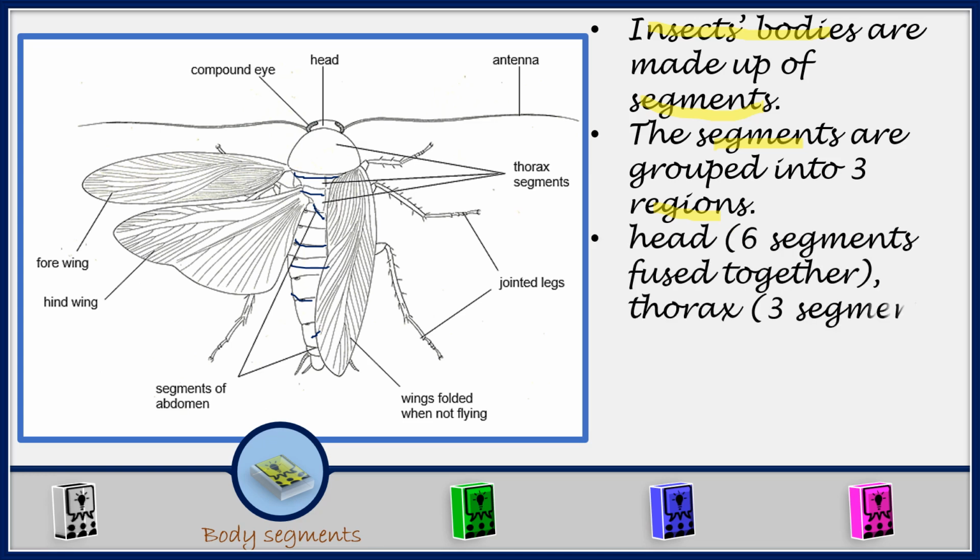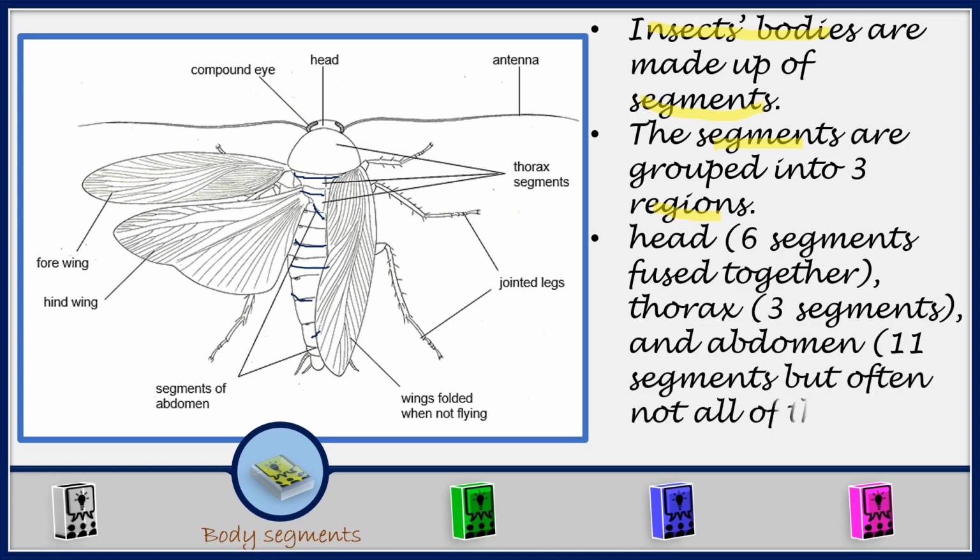We have the head. The head is made up of 6 segments fused together. Our head is this one here. The small part that we are seeing on top, it is the head, and it is made up of 6 segments, and those segments are fused together. Then we have the thorax.